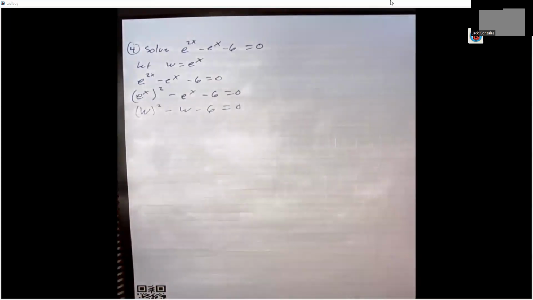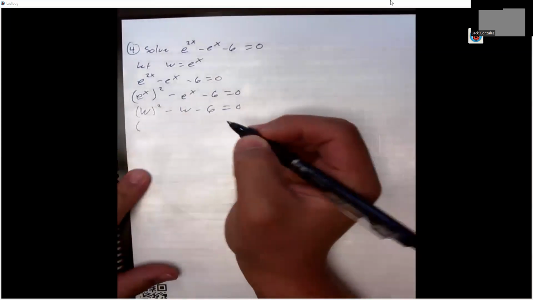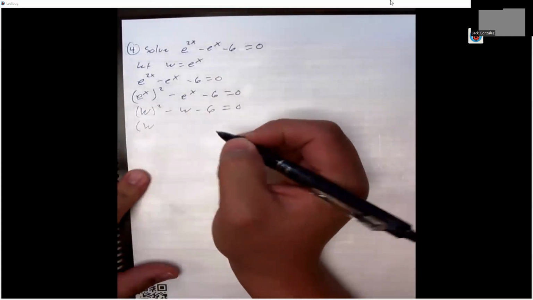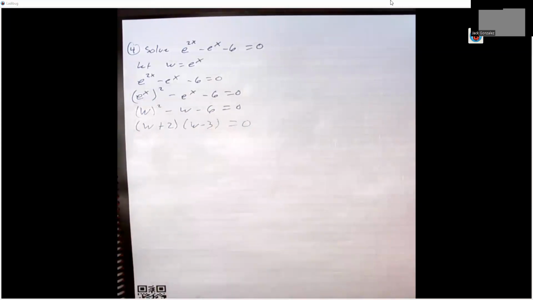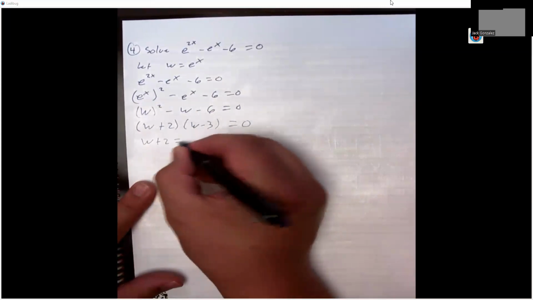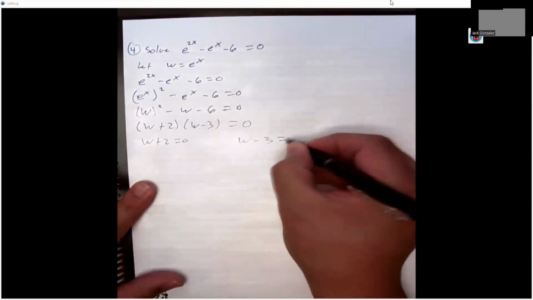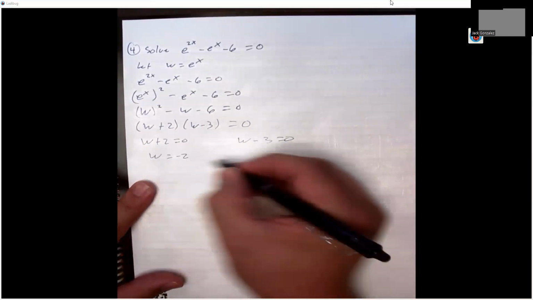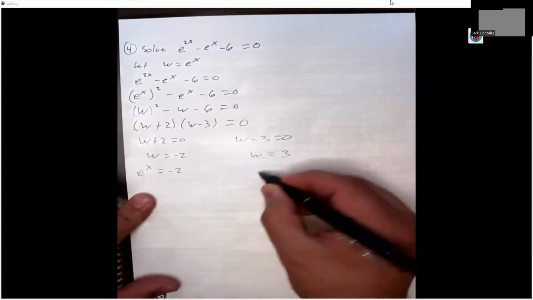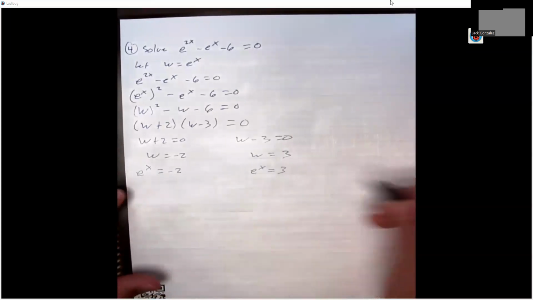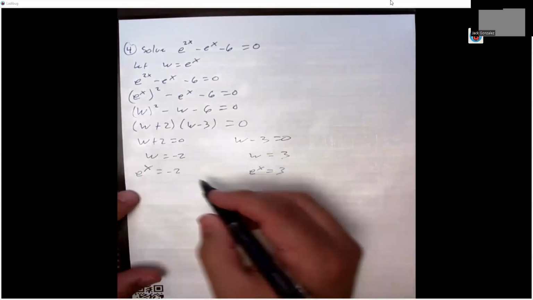So that will be what? W plus 2, W minus 3. Set each one to 0. W is -2, W is 3. Bring back your exponential. And you should immediately see that this has no solution.